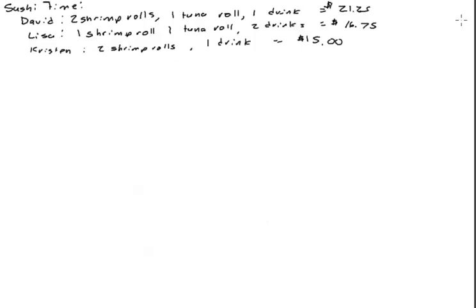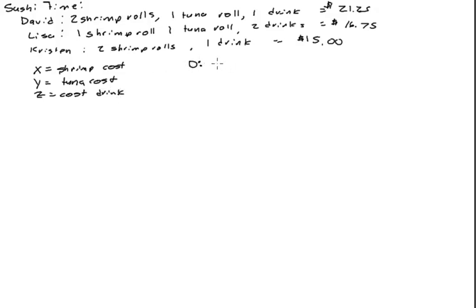Let's take a look at another example. Let's say we had 3 people who went out for sushi. David got 2 shrimp rolls, 1 tuna roll, and 1 drink for $21.25. Lisa got 1 shrimp roll, 1 tuna roll, 2 drinks for $16.75. Kristen got 2 shrimp rolls and 1 drink for $15. So let's let X equal the cost of a shrimp roll, Y equals the cost of the tuna, and Z equals the cost of the drink.